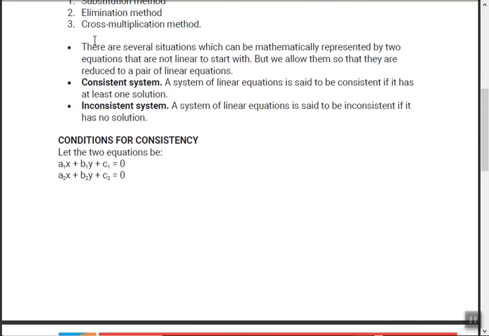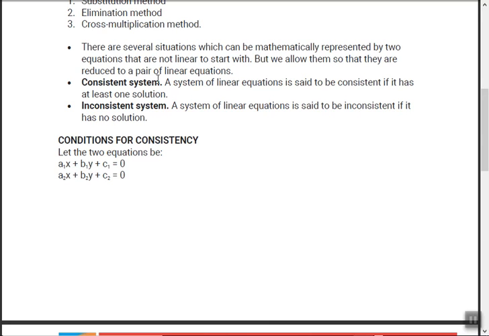Now we come to the next topic. There are several situations which can be mathematically represented by two equations that are not linear to start with, but we reduce them to a pair of linear equations. Meaning sometimes the equations are not linear, but we make some modification so that they become linear. Okay, so many times it happens. You cancel x square, cancel y square, and only x and y remain.